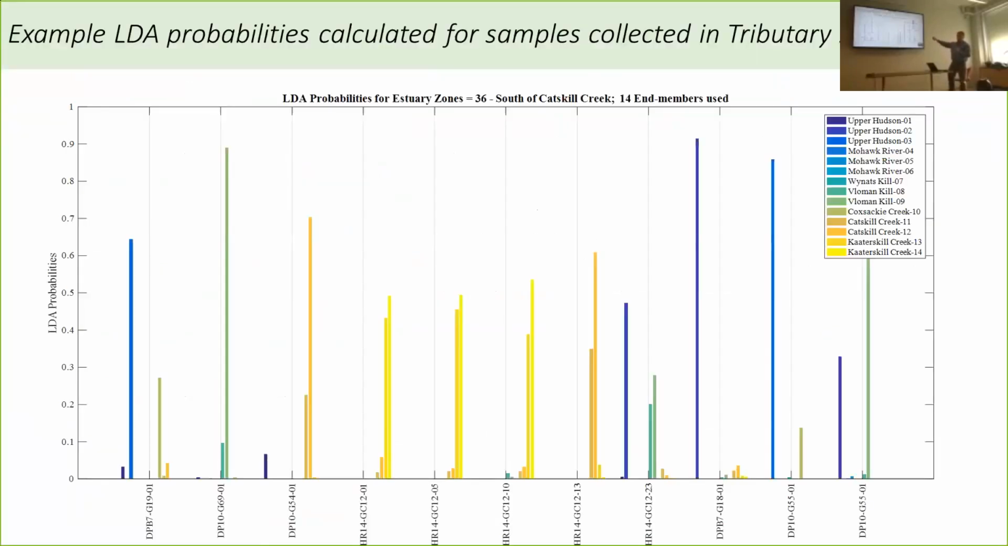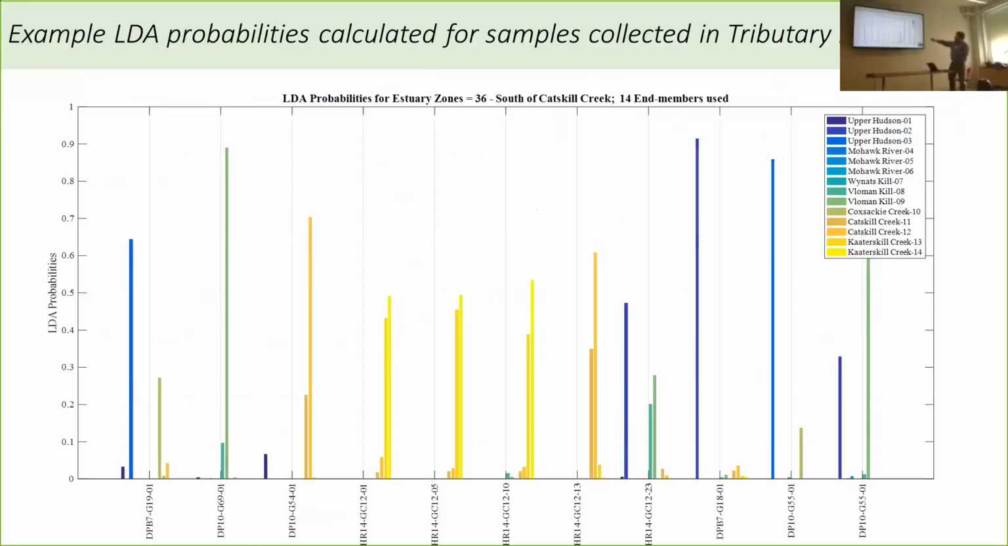Okay, so I'm going to show one of these. And this is what you get. You get sort of these probabilities. In this case, it was zone 36, which is the zone that's just south of the Catskill, which also includes the Catterskill. It all exits through the Catskill Creek. In this case, we were able to limit it not to 24 end members, but to 14.